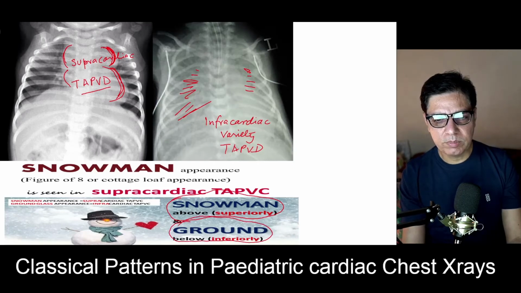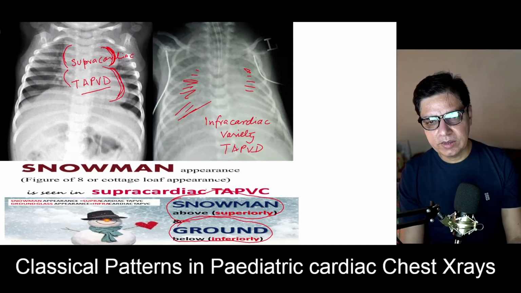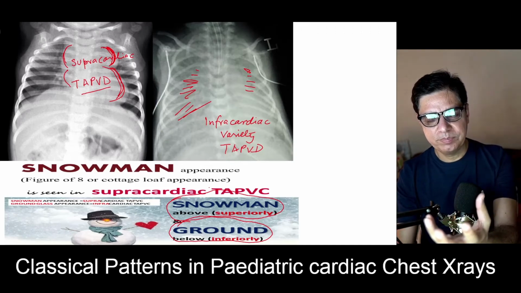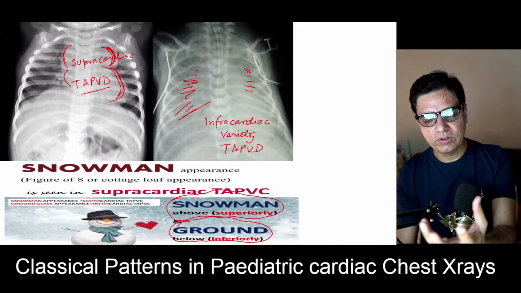So remember, if you take the image of a snowman sitting on snow where there is snow falling, snow falling gives you that ground glass appearance. Remember, snowman is on the top and the snow falling on the ground is lower.